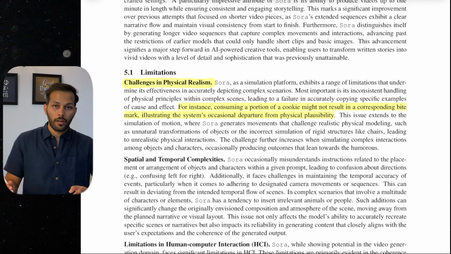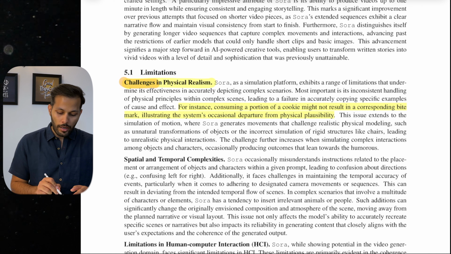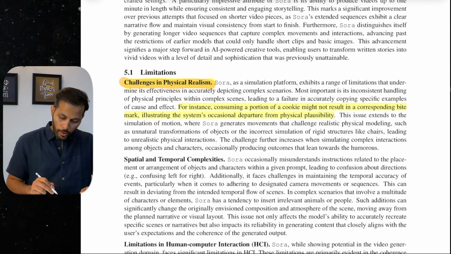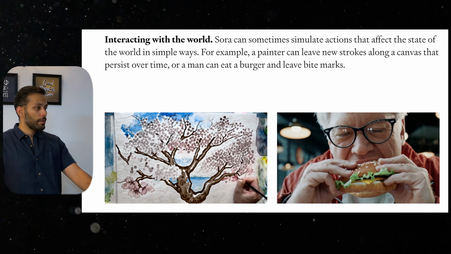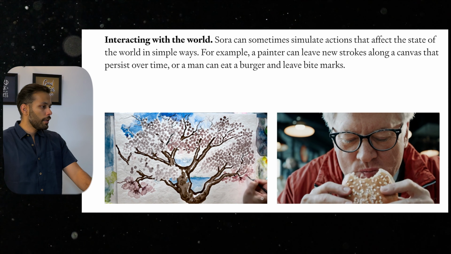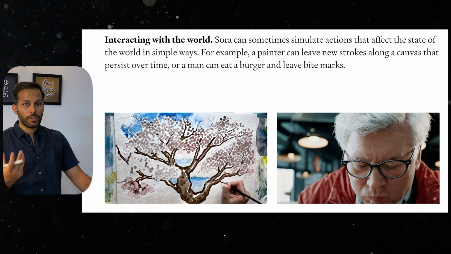Some of the limitations that are mentioned both in the technical report and in this paper are the challenges in physical realism. For instance, consuming a portion of a cookie might not result in a corresponding bite mark. As you can see in the technical report by OpenAI, what they show is a man eating a burger and its bite mark is actually shown inside the video.